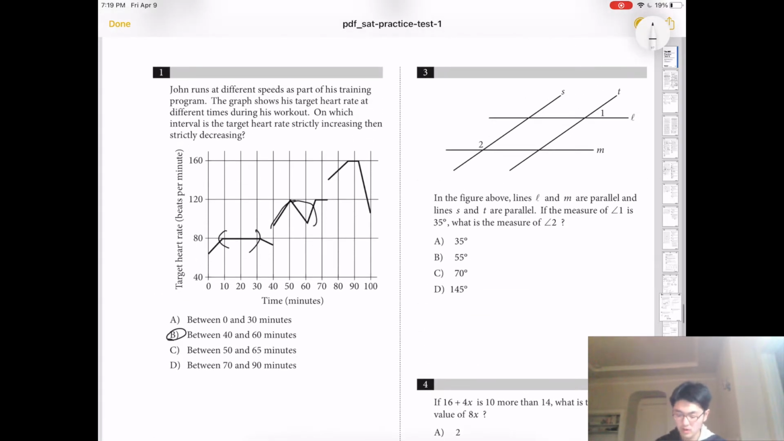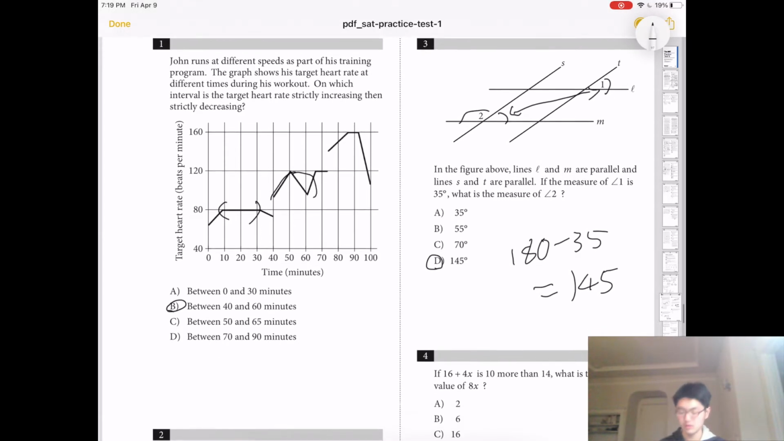Alright, next one. In the figure above, lines L and M are parallel, and lines S and T are parallel. As the measure of angle 1 is 35, what's the measure of angle 2? So 1 plus 2 would be 180 because this guy and this guy are the same. So 180 minus 35 is 145. That's why the answer is D, 145 degrees.